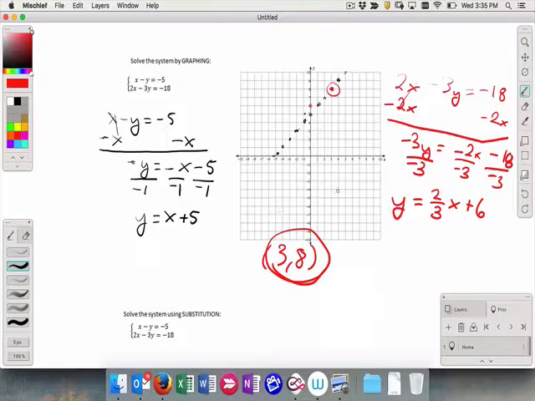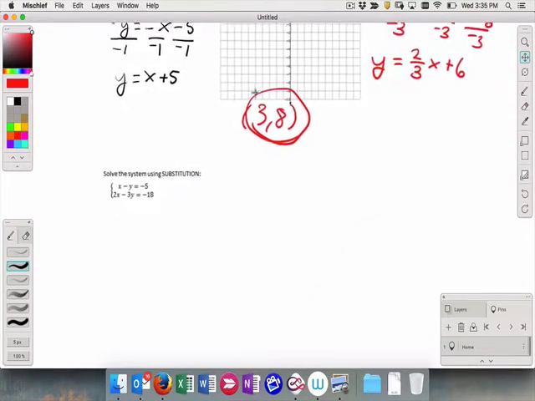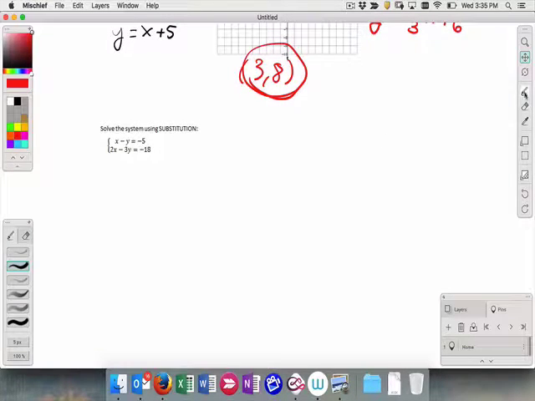So that's one way to solve a system of equations. You can graph any linear equation as long as you can convert it to slope-intercept form. It's easy enough to graph. But I know what you're asking yourself. Could we solve this without graphing? The answer, my friends, is yes, we could.